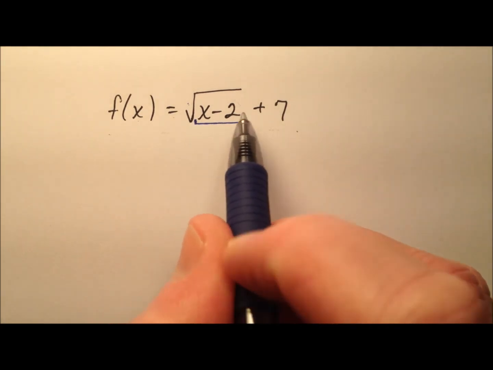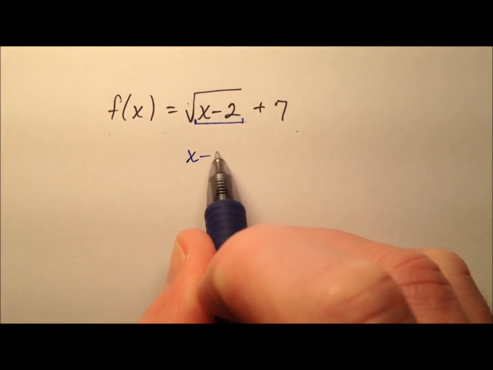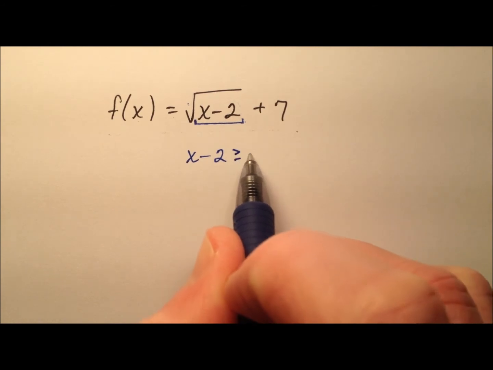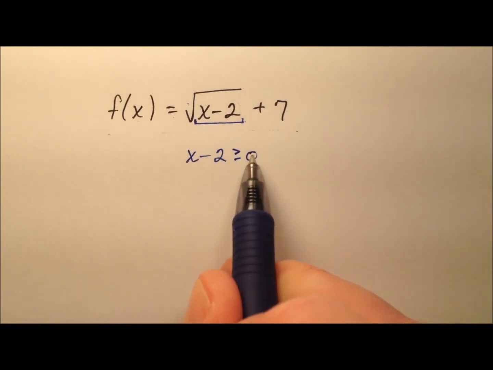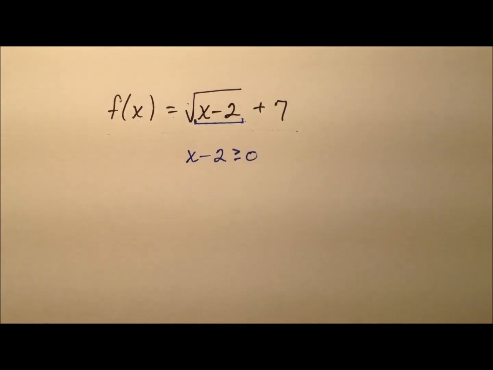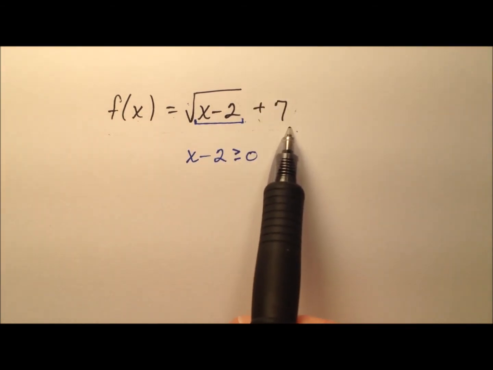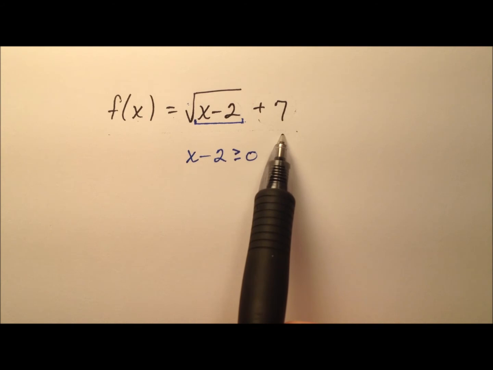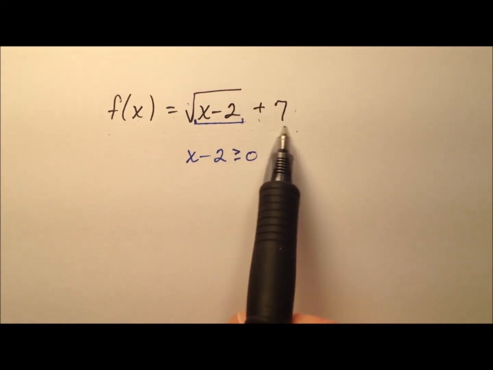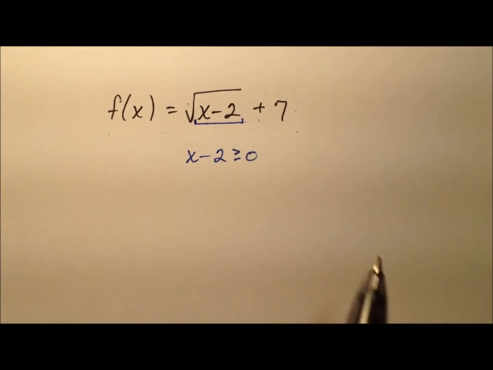So this x minus 2 that we have inside here needs to be greater than or equal to 0. So we just have to have it non-negative. Now the plus 7 here on the end is just going to be a vertical translation. It just moves the graph up or down and ultimately will have no bearing on its domain.